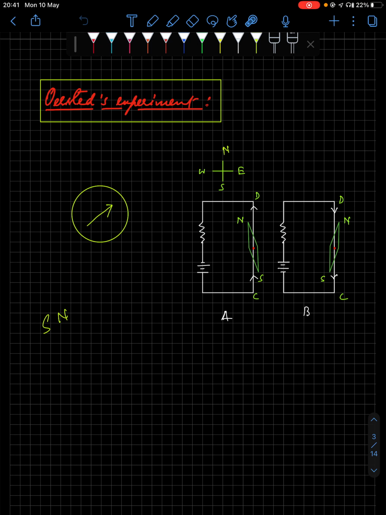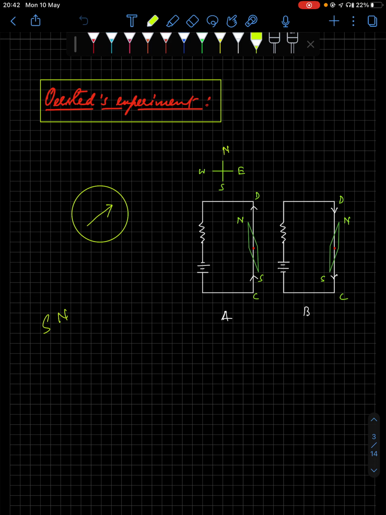Firstly, let's see what Oersted's experiment is. In 1820, Hans Christian Oersted demonstrated that there is a close connection between electricity and magnetism. To understand that, you can take a magnetic compass. A magnetic compass will normally show you the natural north-south direction, right? And if you bring the compass near a wire carrying current, then you will find a deflection in the compass.